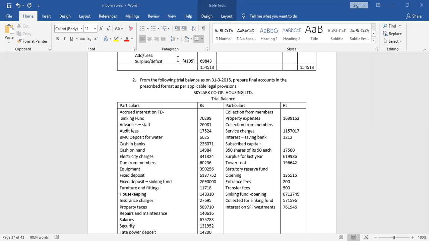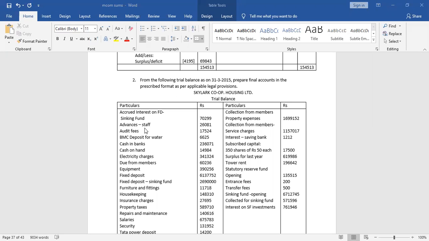So we will add it to the investment. This is investment. When we invest in FD, sinking fund FD, we will get the interest. But this interest is outstanding. We will receive it but have not received it yet. So we will add it to the investment in sinking fund. It should be there in the question.